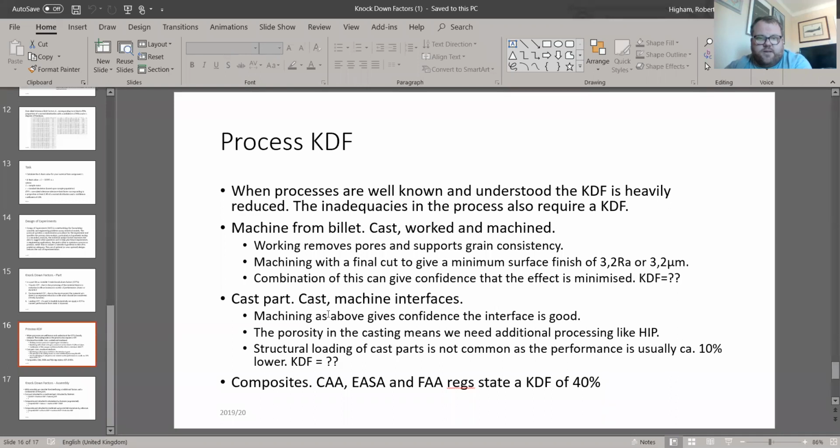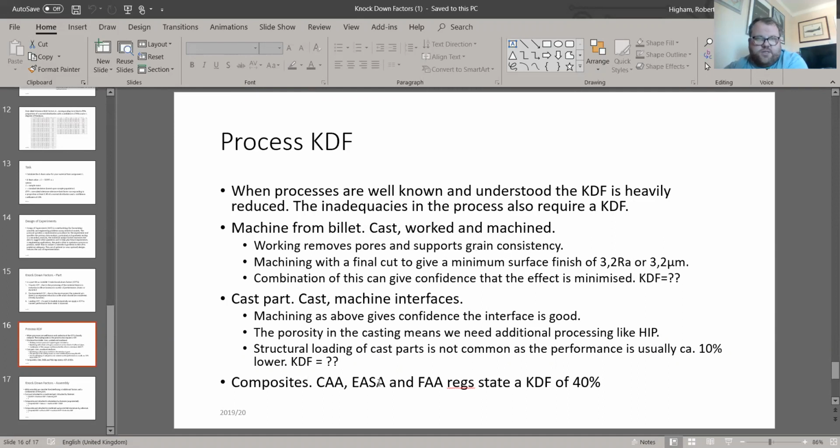Then if we have a cast part which is then not worked, so it doesn't act like a billet, the machining as above, we're pretty high confidence that machining is good, but if the casting didn't have any additional work like HIP or like being physically worked, that casting would then give us this 10% knockdown. So if we cast something, we work it and then machine it. If we just cast it and then we machine it, that's where we get this knockdown.